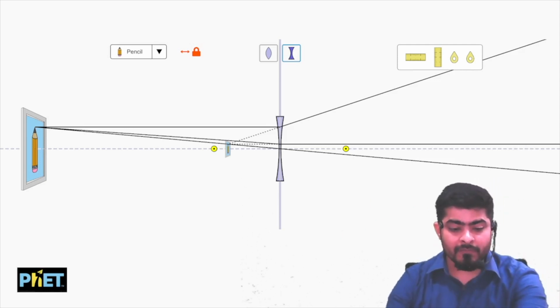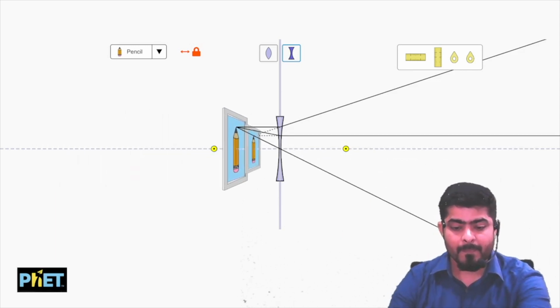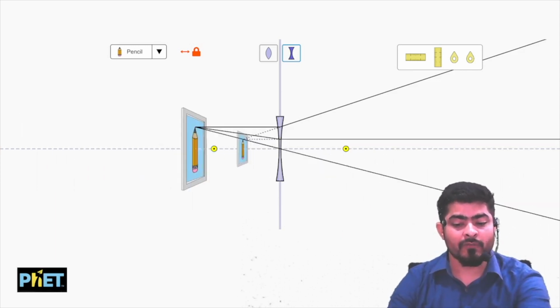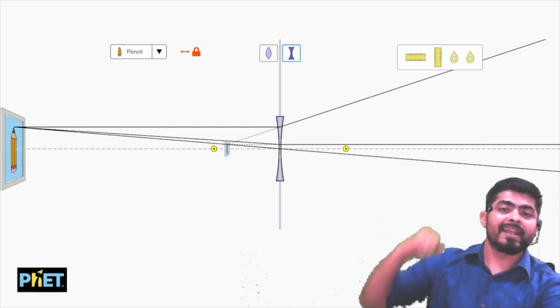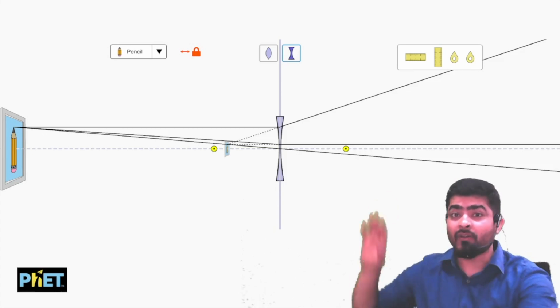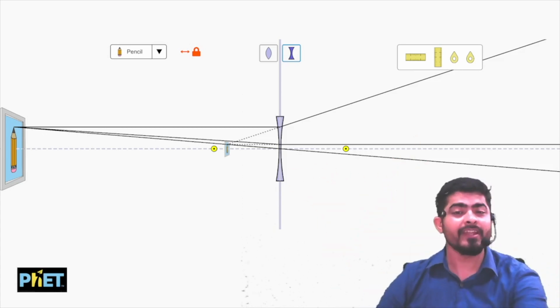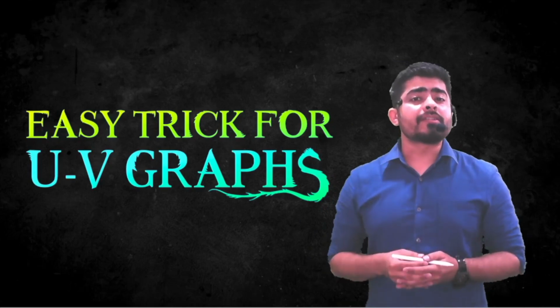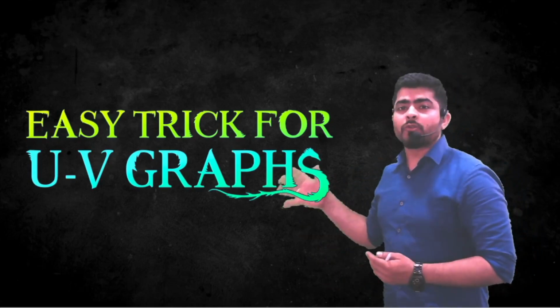Okay, now observe when I shift the object, what happens? See, for any position of the object, the image is on the right side of the second focus because the object is on the left side of the first focus. Okay, so now that you have understood Newton's formula using sign convention, let's use that to draw the graphs.